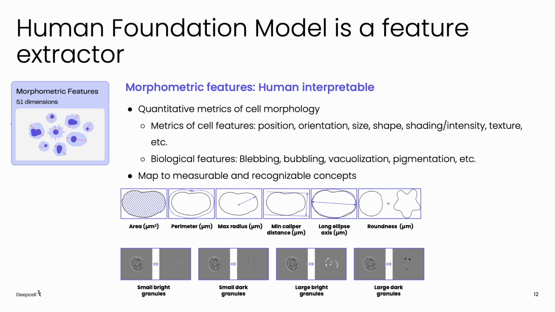Morphometric features can be considered human-interpretable, quantitative metrics of cell morphology, including cell size, shape, texture, and intensity, as well as biological features such as blebbing and pigmentation. They also map to measurable and recognizable concepts. Shown here are some of the examples of the 51 morphometric features that we compute, starting with simple and obvious ones, such as area and perimeter, to the ones that measure granulations and more subtle features. You can find a complete list and description of these metrics on our website in our HFM panel sheet.